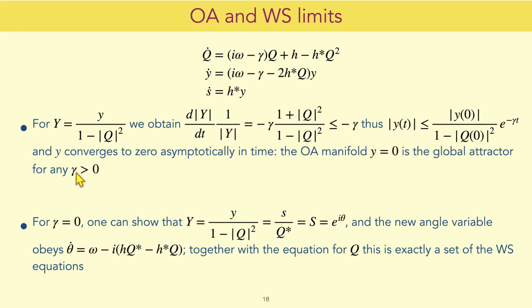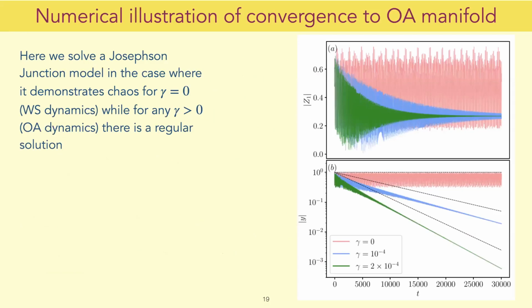You need gamma larger than 0. If gamma is equal to 0, you can modify this equation, play a little bit, and reduce this system to that of Watanabe-Strogatz. So this means that this solution combines these two previous approaches.